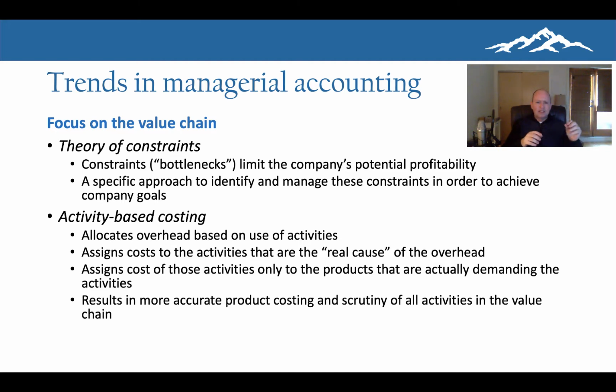So activity-based costing assigns costs to the activities that are the real cause of the overhead, and then it assigns the cost of those activities only to the products that demand the activities. Not a lot of research and development, I don't think, in building a screwdriver, but still a lot of research and development in building a better cordless drill, right? So you would, in activity-based costing, want to allocate more cost to the cordless drill. And the goal of activity-based costing is to cost your products more accurately, and to better understand the cost of all the activities in the value chain, which lets you, again, focus on managing your costs.